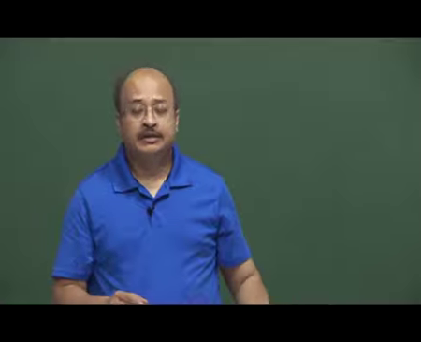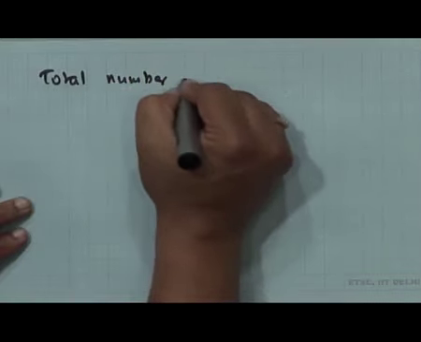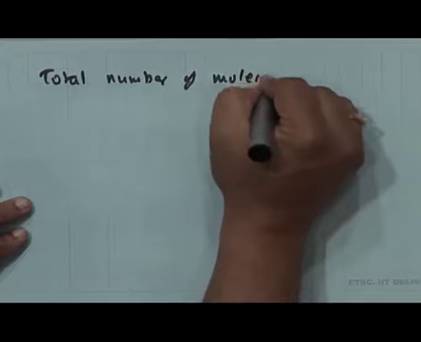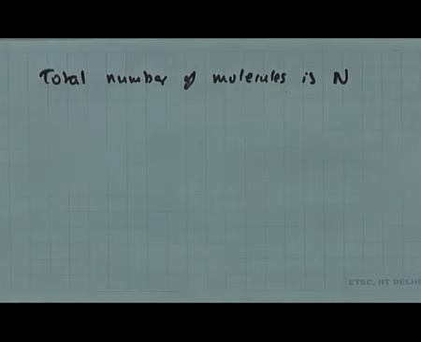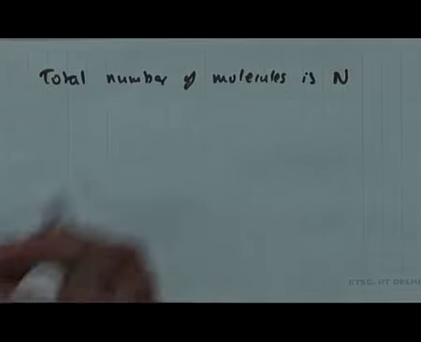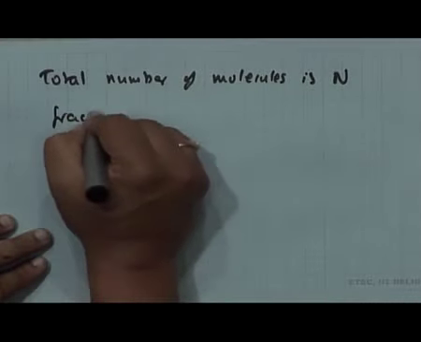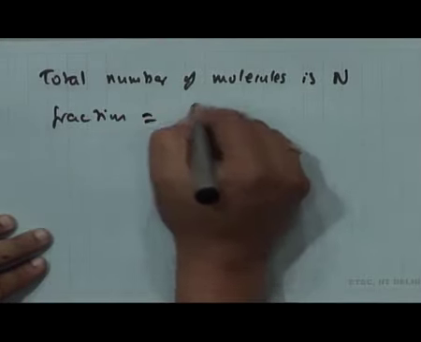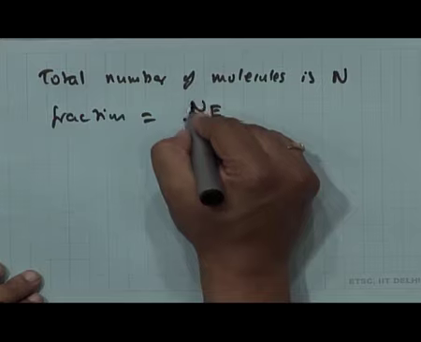What about this fraction? So, the fraction is this. Suppose the total number of molecules is n in the system. If the total number of molecules is n, then you have a certain fraction. What is that fraction? The fraction is n e by n.